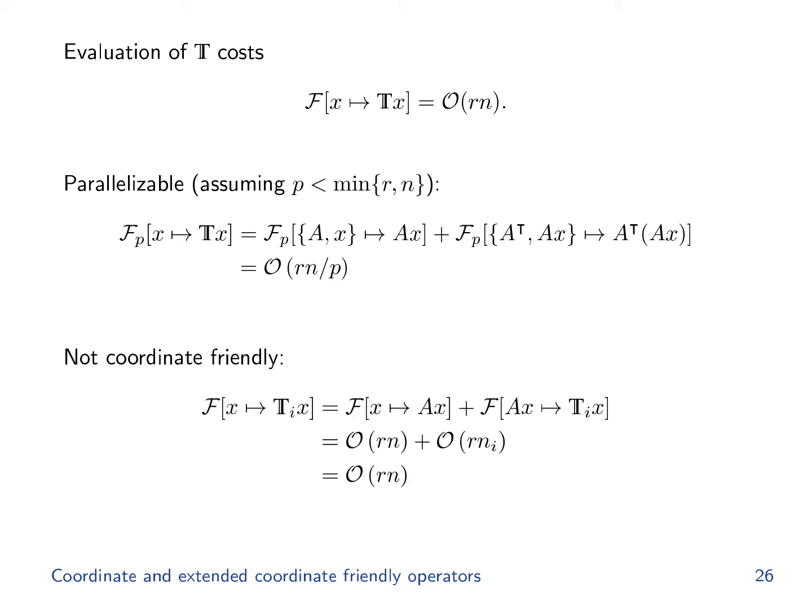However, this operator is not coordinate-friendly. The reason is that in order to calculate Ti, the ith block of T, we would have to first calculate Ax. Although given Ax, Ti of x can be calculated at a cost proportional to ni, the size of the ith block, calculating Ax itself already costs RN, which is similar to the cost of calculating the entire T.